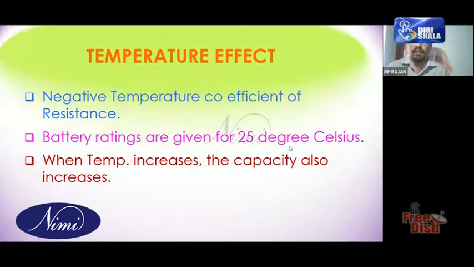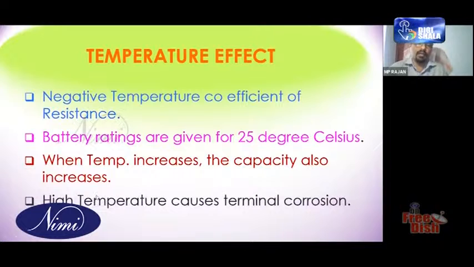But this same battery will give you more capacity if the temperature is more than 25 degrees. And it will give you less capacity below 25 degrees because of the chemicals available in the battery. So as temperature increases, the capacity also increases. But too much temperature will affect the terminal and cause terminal corrosion. So the temperature effect is like this. In the case of battery, it is contrary to the effect on the solar panel.